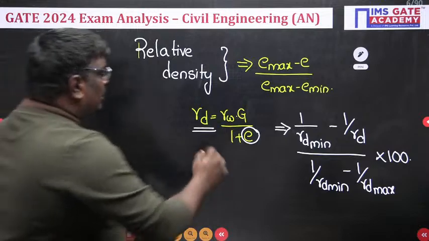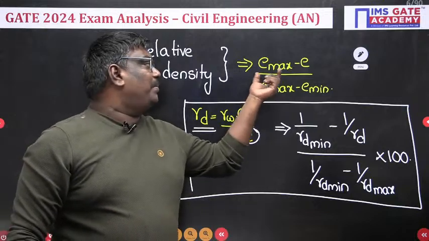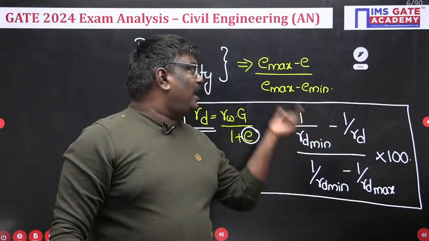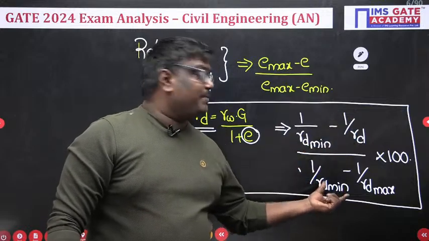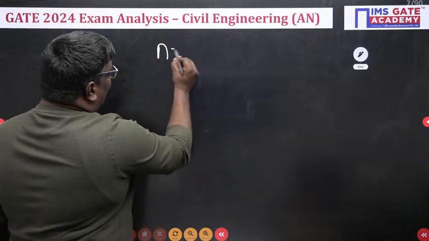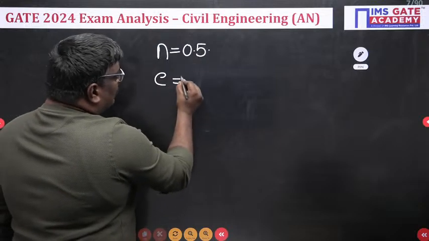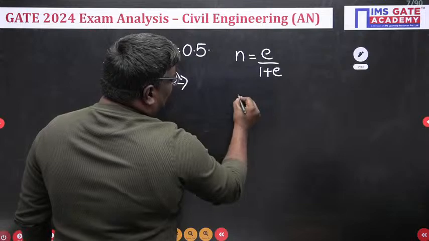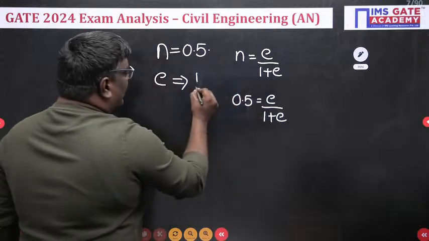Now see students, relative density is given by the formula (E max minus E) by (E max minus E minimum) into 100. Here I told you the formula, 1 upon gamma D minimum minus 1 upon gamma D, upon 1 upon gamma D minimum minus 1 upon gamma D max. Now they have given the porosity as 0.5. So how to calculate the void ratio? You know porosity is equal to E upon 1 plus E. So 0.5 is equal to E upon 1 plus E, and if you solve this, you will get void ratio as 1.